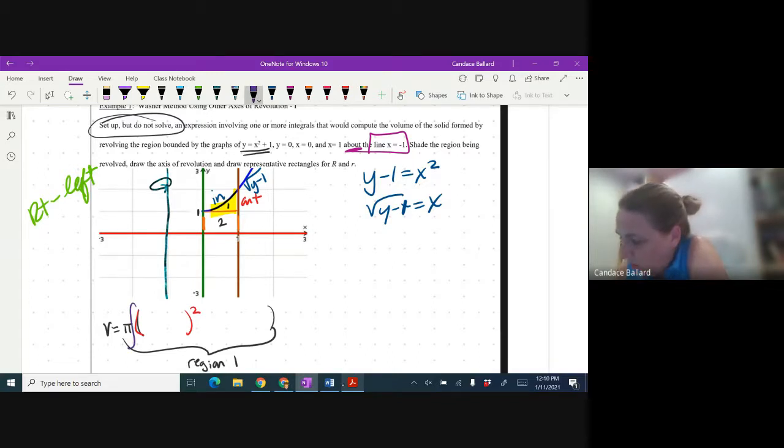Where are we integrating to and from for region 1? Remember, you have to go in the y direction. What do you guys think? What's my integration from in the y direction there? From where to where?